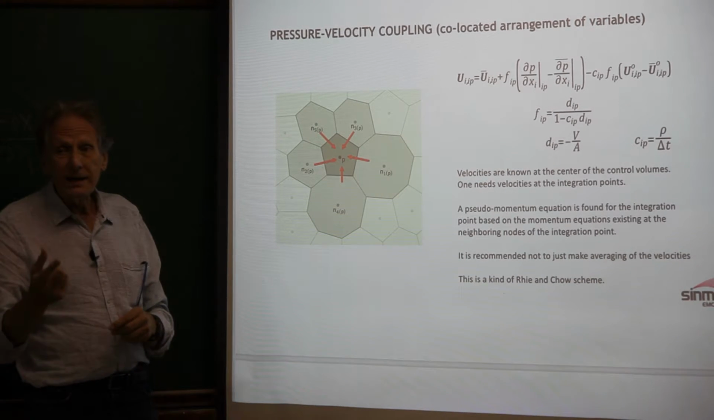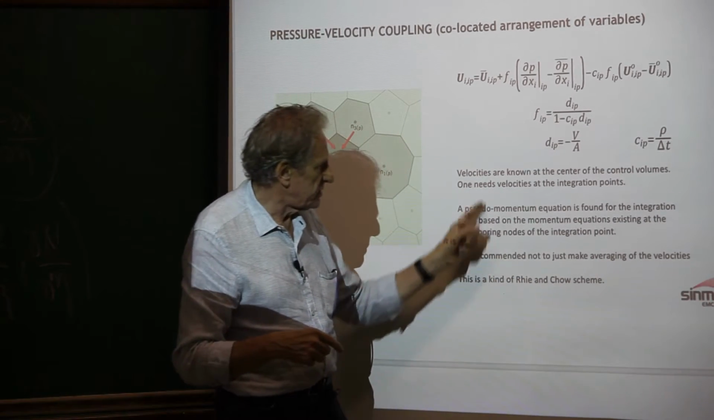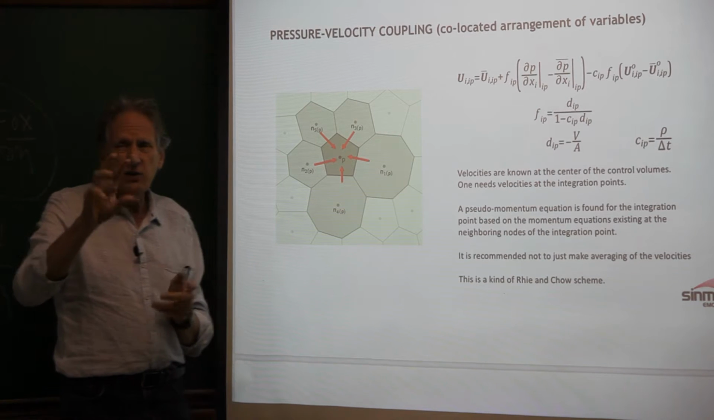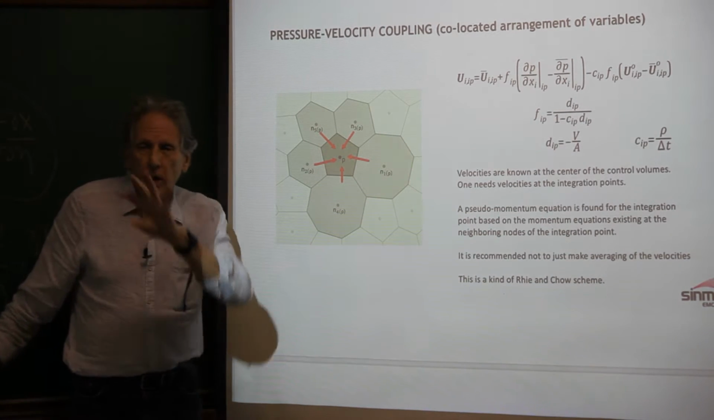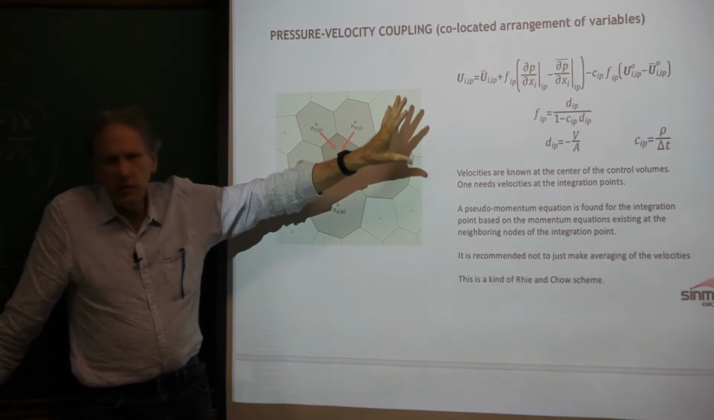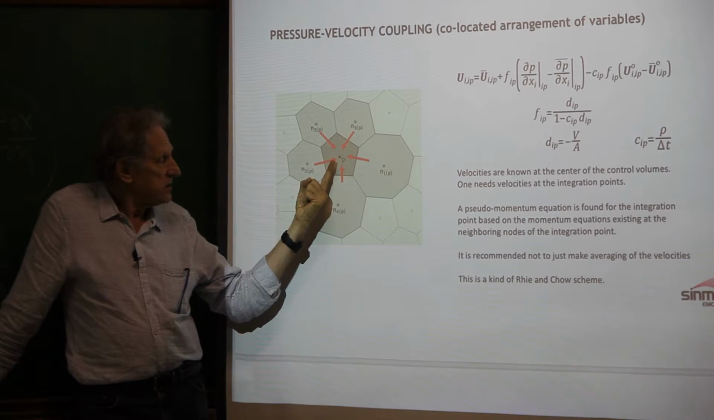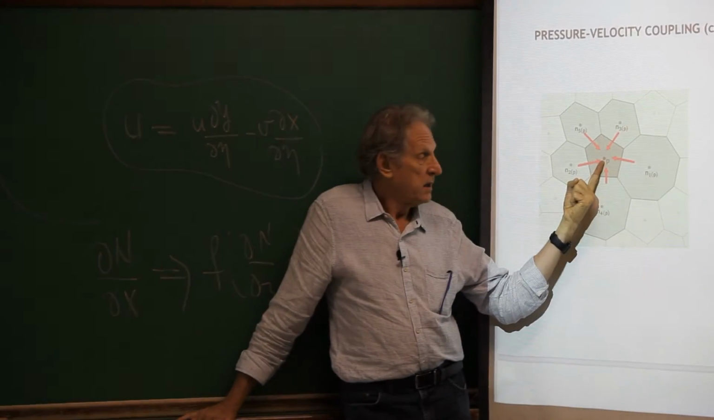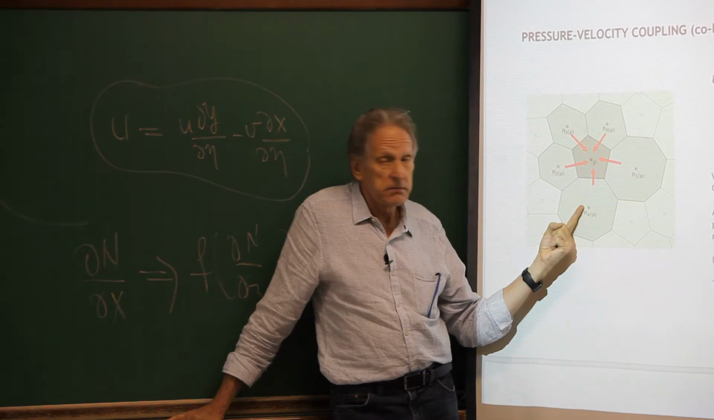And this is what CFX does. Somewhere it's written here. But it's a kind of Rhie-Chow scheme. What is the main idea of this kind of scheme? I'm not going through the scheme, only the idea. The idea is, I have a momentum equation here. I have another one there, another one there, another one there, and there, and there.